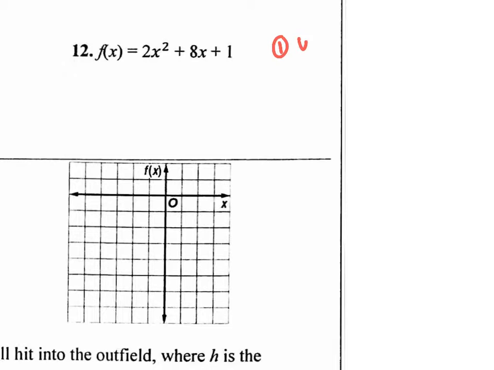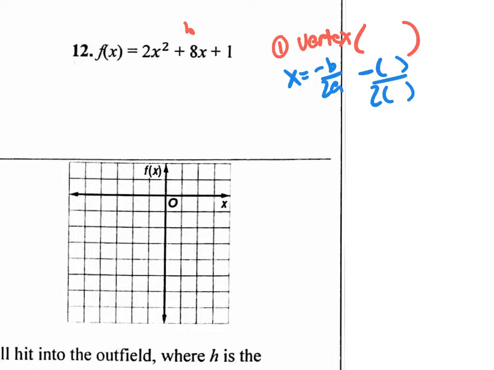Step 1 is to find the vertex, which is a coordinate. And you get that by doing x equals negative b over 2 times a. And the b value is 8, the a value is 2, the c value is 1. We don't care about that one. You end up with the 8 value of b in there, the 2 value of a right there. We end up with negative 8 divided by 4, which is negative 2. We have negative 2 for x.